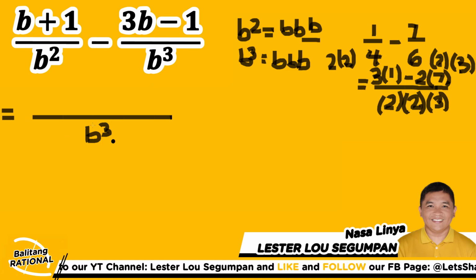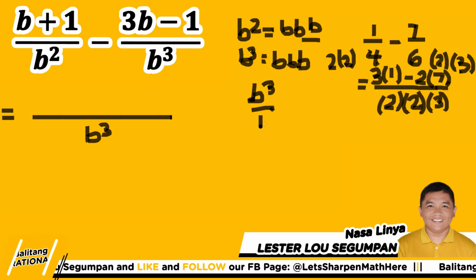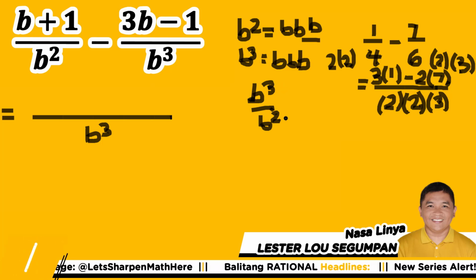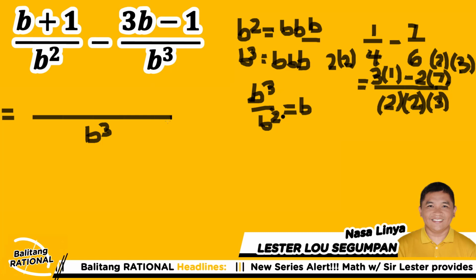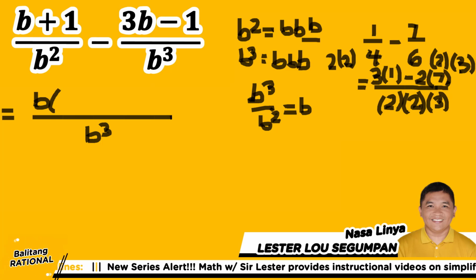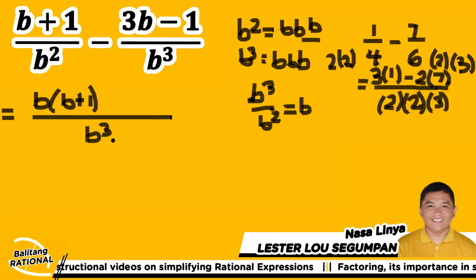So, b cubed, we have b cubed to be divided by b squared. May matitira pa pong isang b. Kasi law of exponents, 3 minus 2, you will have b to the power of 1 or simply b. So, that b is the multiplier of the original numerator of the rational expression with denominator of b squared. So, you have b plus 1. Yun po ang mangyayari dito.